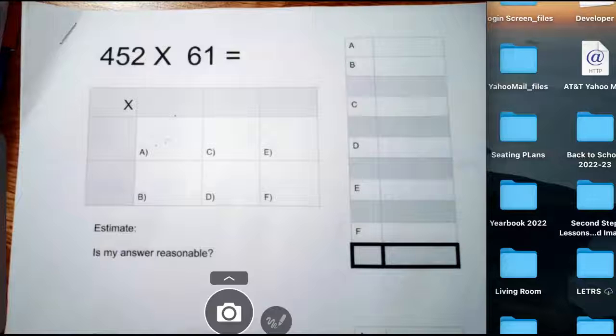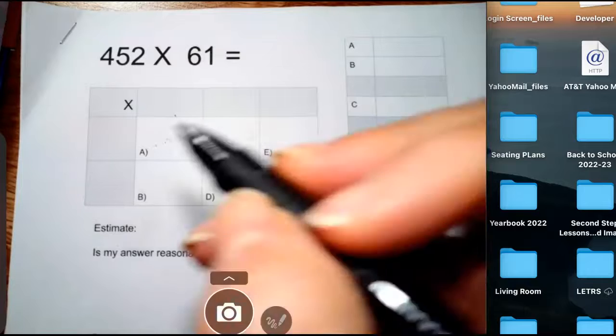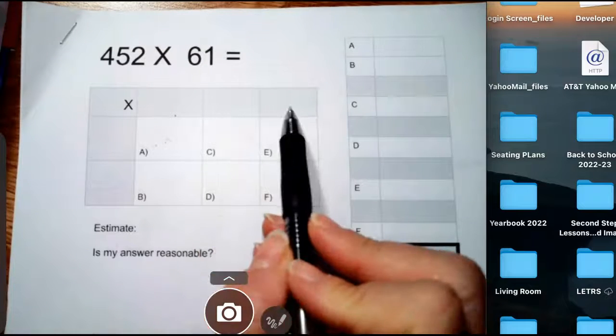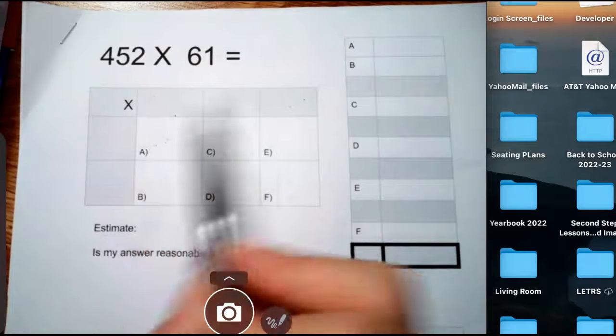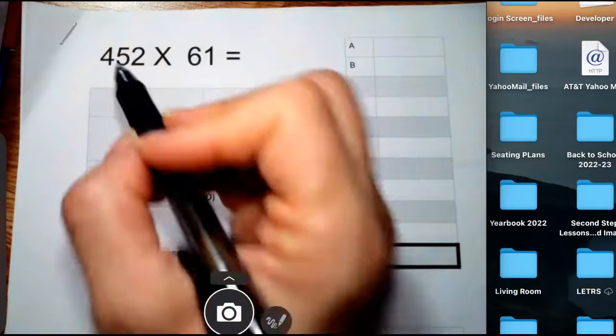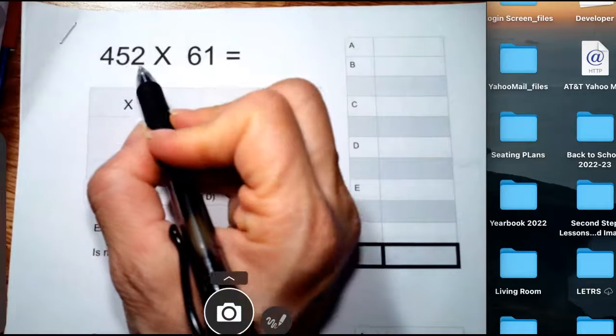Okay, welcome to 3-7, more multiplying 3-digit by 2-digit numbers. So today, the difference is that I have not given you the numbers on top or on the side; you're going to have to figure that out. So today you actually have to break the numbers into their expanded form.